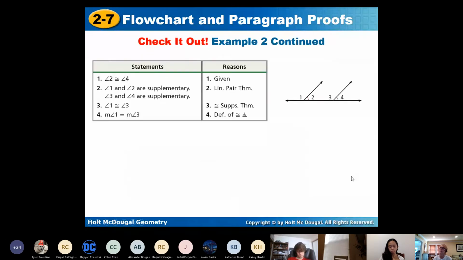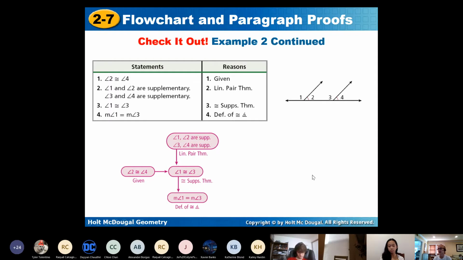Now, if you want to do it as a flowchart, start with your given. See, this is almost going to be sideways. Then you can state the supplementary. Then we can use the theorem we got yesterday to say this, and we can state that they are equal. So it can be shorter, it can be sideways, it can just be totally different.